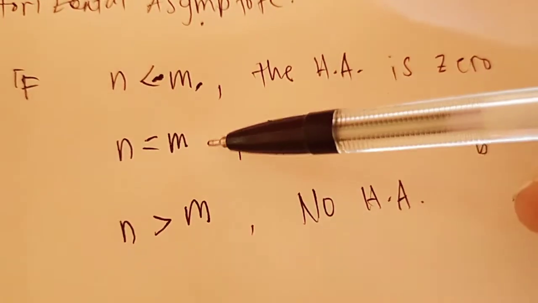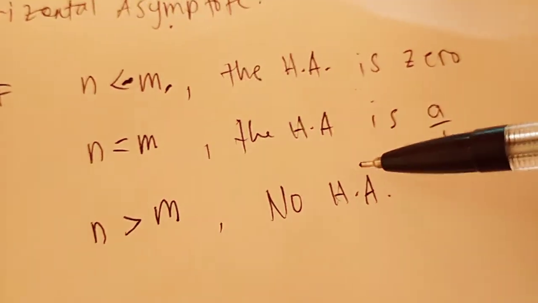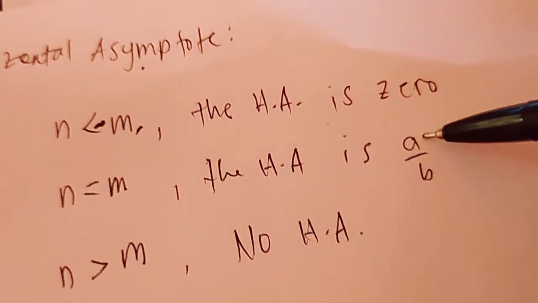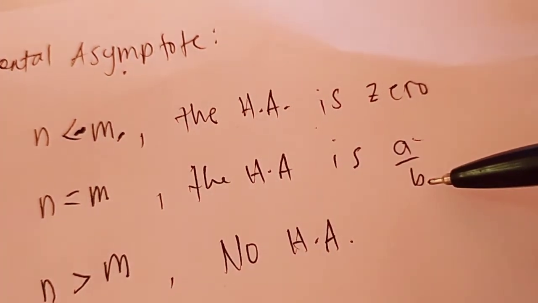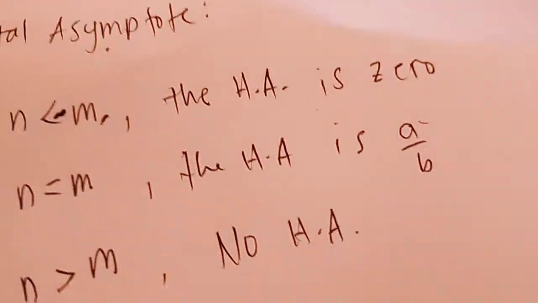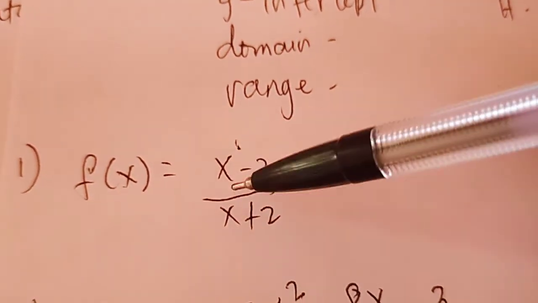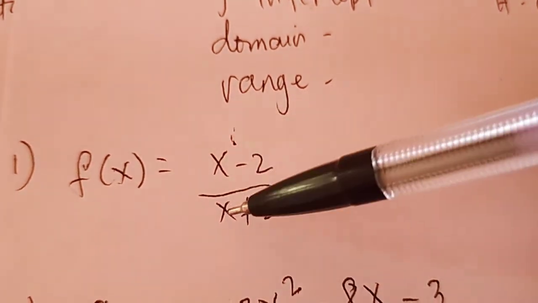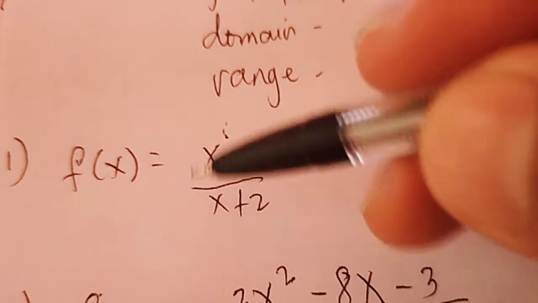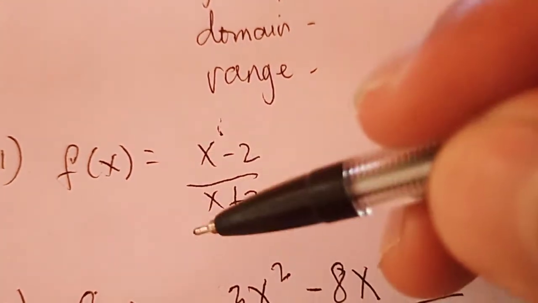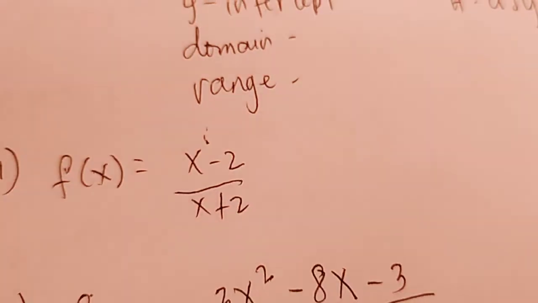So, hindi tayo doon. If n equals m, ito equal siya. The horizontal asymptote is a over b, where a is the leading coefficient of the numerator and b is the leading coefficient of the denominator. Ibig sabihin nito, yung exponent na 1 ay equal, n equals m, so therefore, a over b, magiging 1 divided by 1, yung mga coefficient. 1 divided by 1 equals 1.